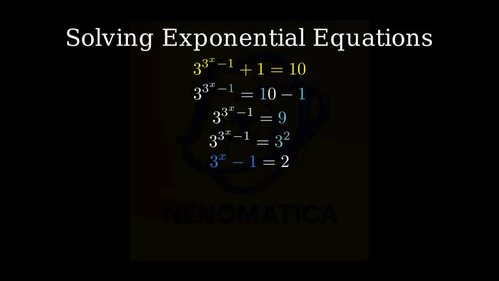Since the bases are the same, we can equate the exponents. This gives us 3x minus 1 equals 2. Let's add 1 to both sides to isolate 3 raised to the power of x. This gives us 3 raised to the power of x equals 3. We can rewrite this as 3 raised to the power of x equals 3 raised to the power of 1. Since the bases are equal, the exponents must also be equal. Therefore, x equals 1, which is our final answer.